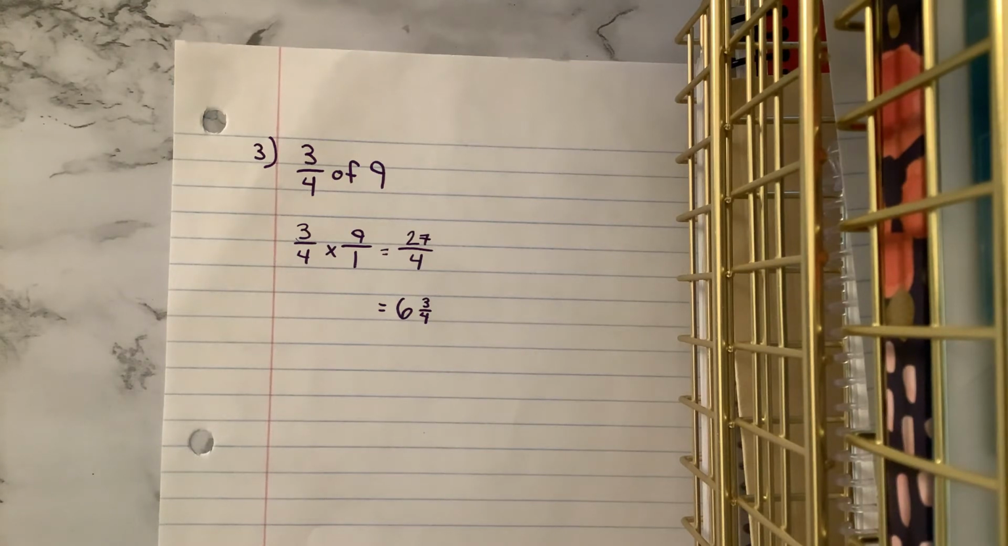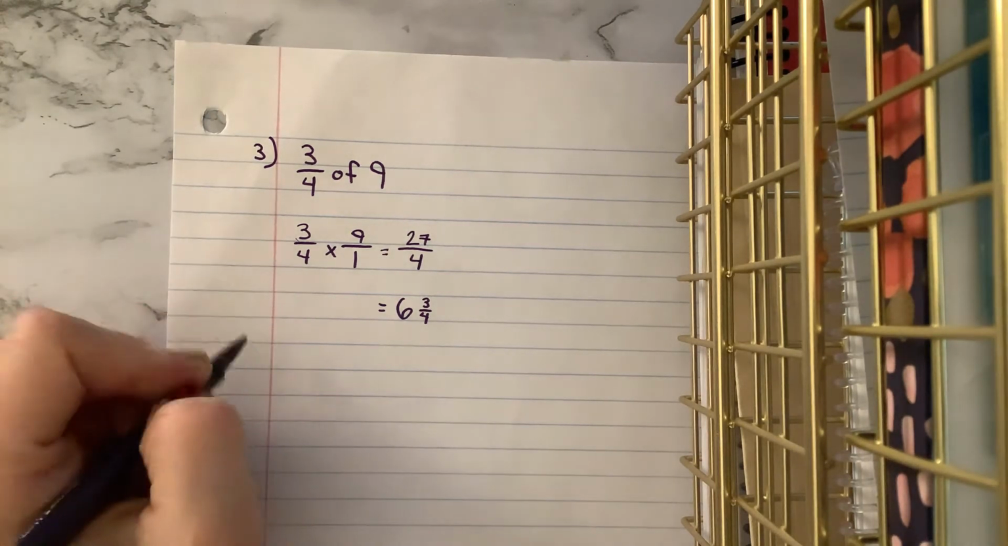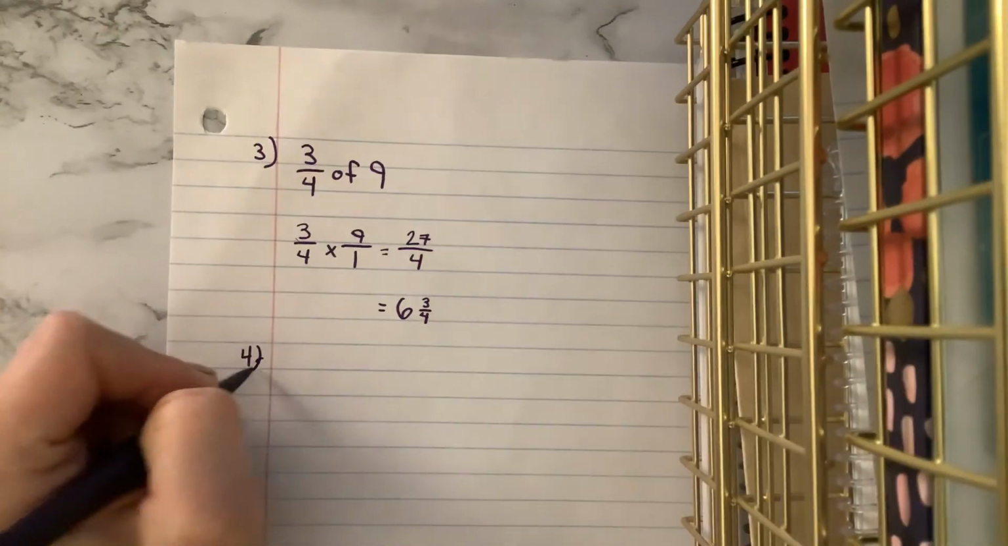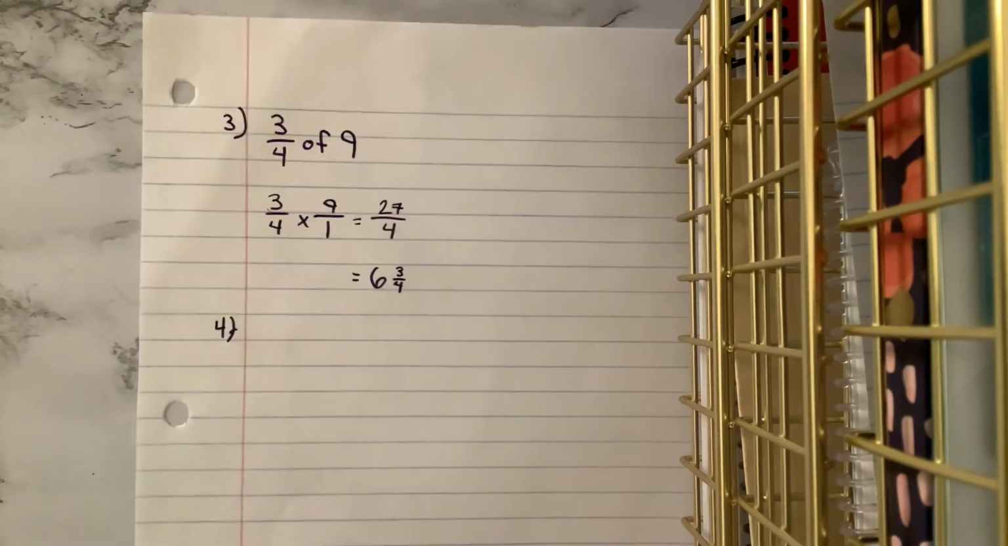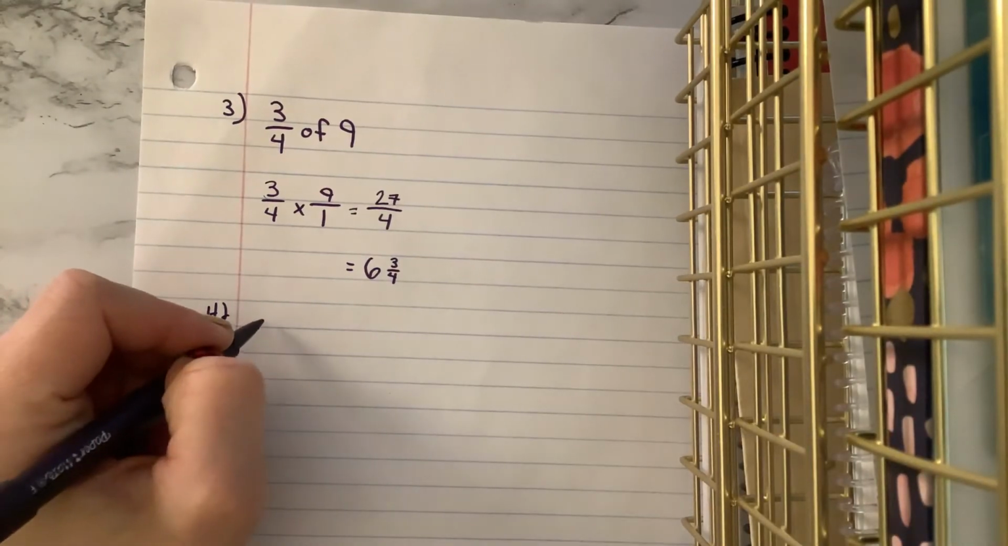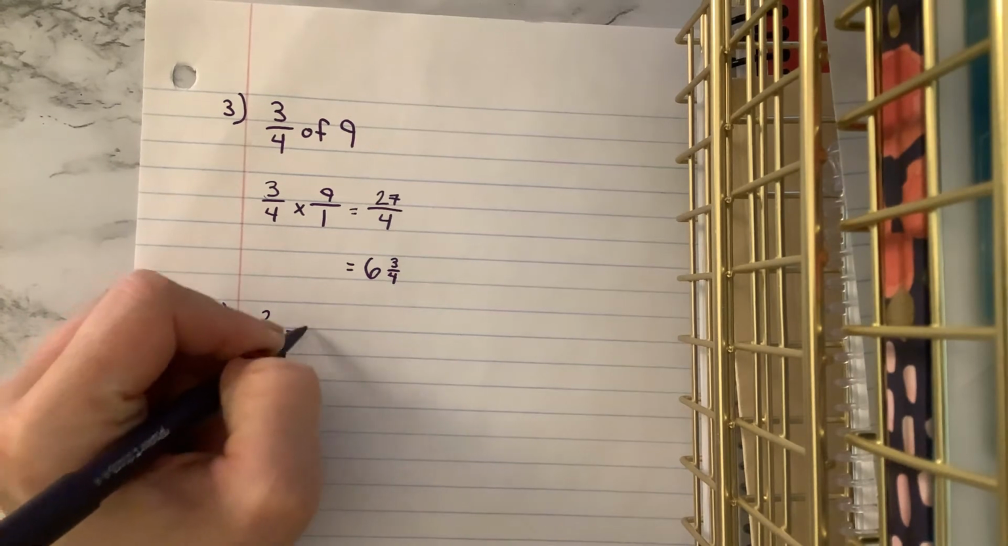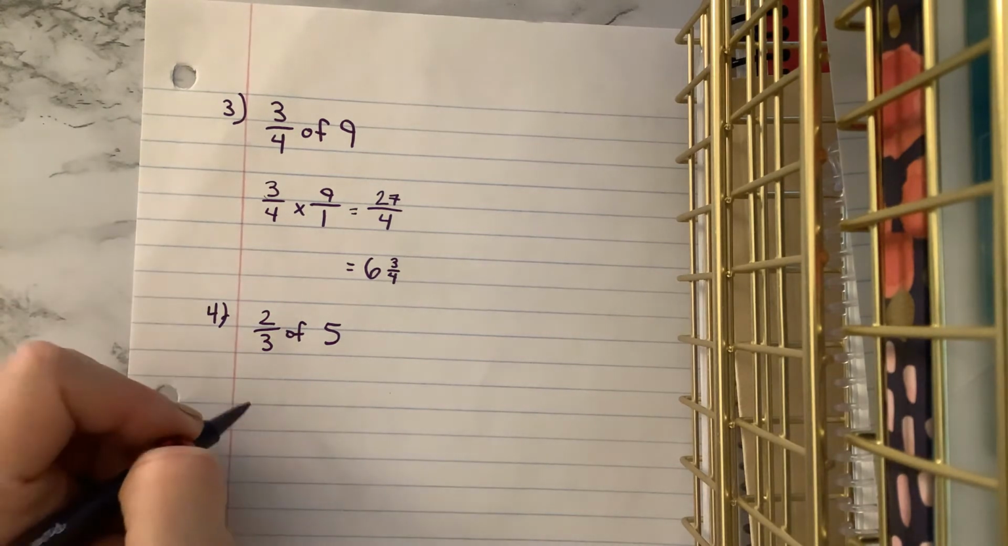Hopefully it went okay. Okay, I'm going to have you try 4 on your own. 4A and 4B are really asking you kind of to do the same thing. It's just showing that you can multiply in any order. So we're going to do it as 2/3 of 5. So go ahead, pause, and then come on back and see how you did.